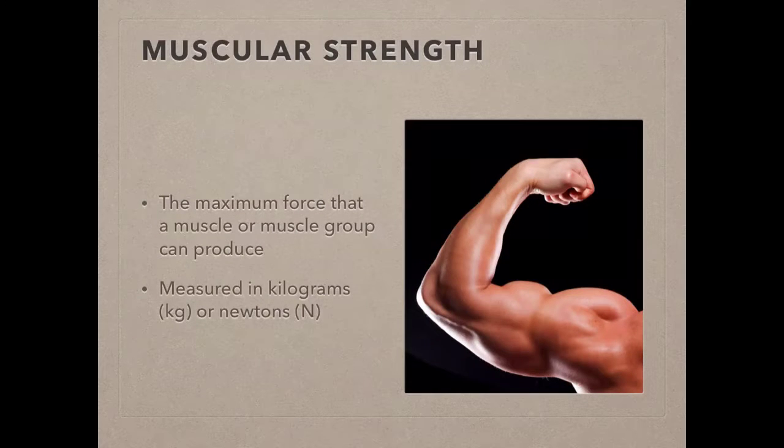Here's the answer. Muscular strength, I think, is one of the easiest ones to remember. So it is the maximum force that a muscle or a muscle group can produce. So it's the maximum amount of force of push that a muscle could produce. It's measured in kilograms, kg, or newtons, a capital N.